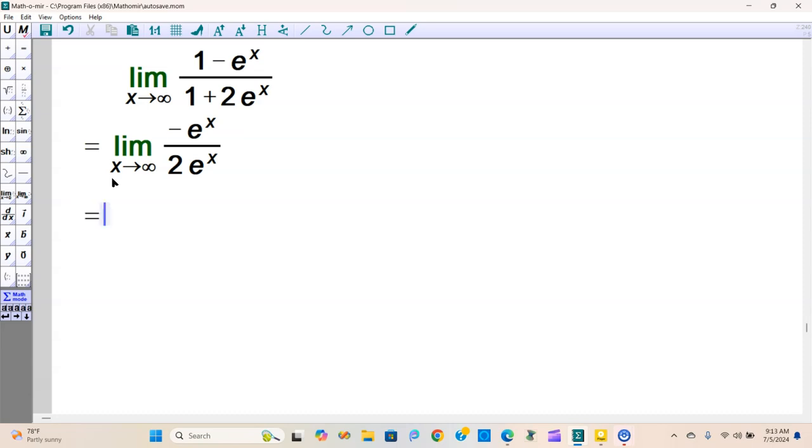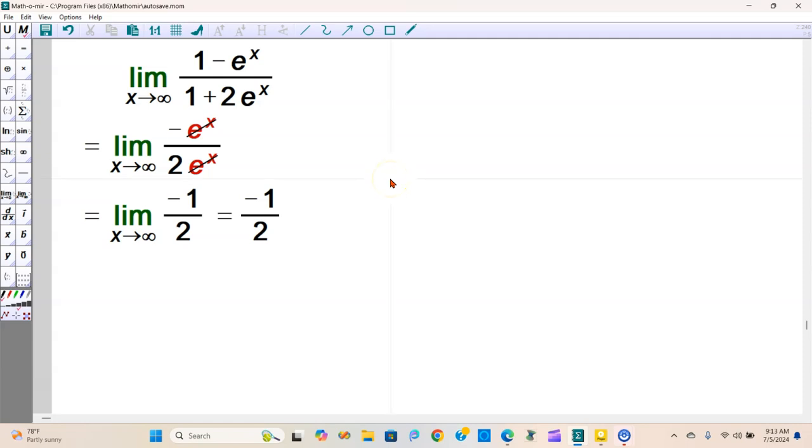Now I can cancel the e to the x parts because they're the same. So I'm going to have the limit as x goes to positive infinity of just negative 1 over 2. So that's just negative 1/2. The limit of a constant, the limit of negative 1/2 here, is the constant. So what I did is I've canceled this one off here with this one here, and I've dropped the 1 and the 1.